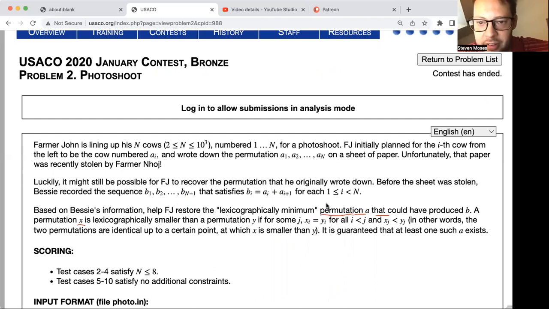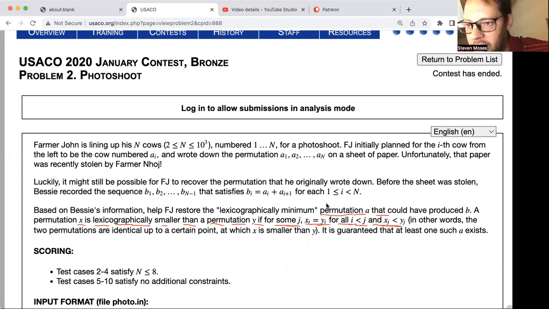A permutation X is lexicographically smaller than a permutation Y if for some j, Xi equals Yi for all i less than j, and Xj is less than Yj. Let me see if I can pick that apart.